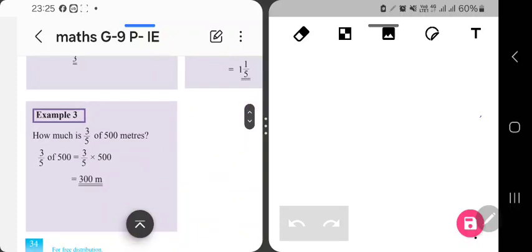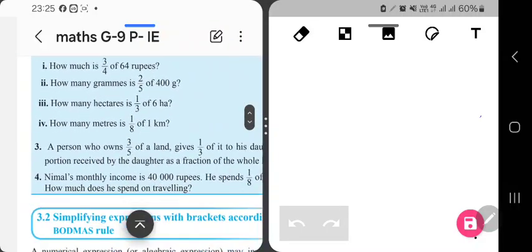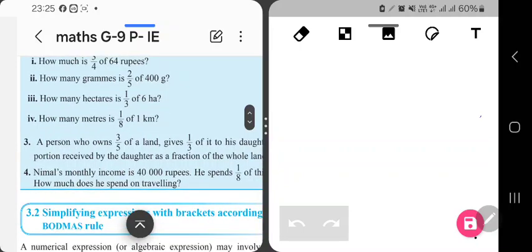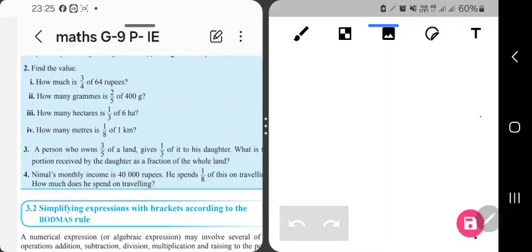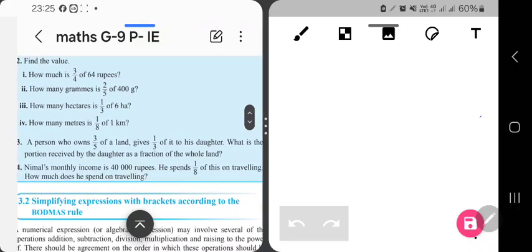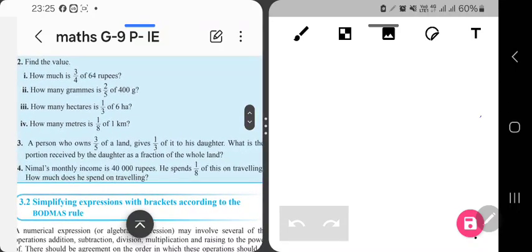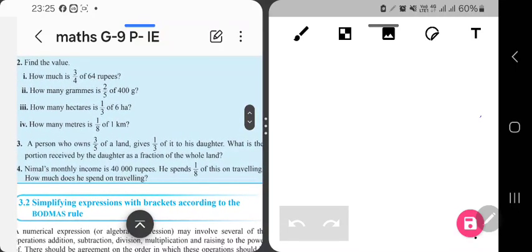Okay, so moving on. Let's try to do an example here. I'll take the third example. A person who owns 3/5 of a land gives 1/3 of it to his daughter. What is the portion received by the daughter as a fraction of the whole land?